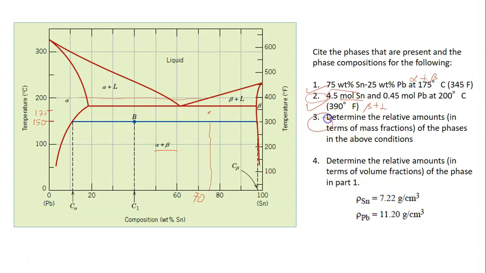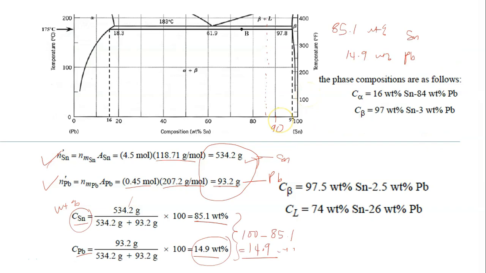How about number 3? Determine the relative amounts in terms of mass fraction of the phases in the above condition. Okay, when they mention mass fraction, automatically in your head you have to think of the lever rule. So you need to calculate the lever rule for these two conditions, number 1 and number 2. So let's check out how they do it.